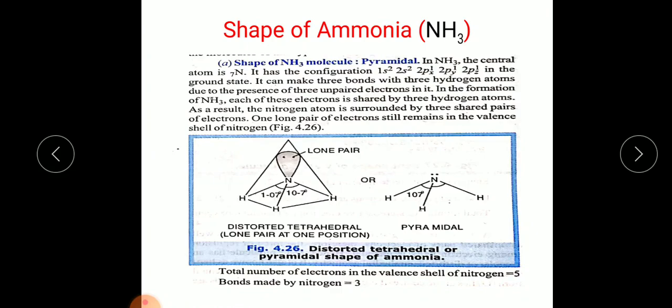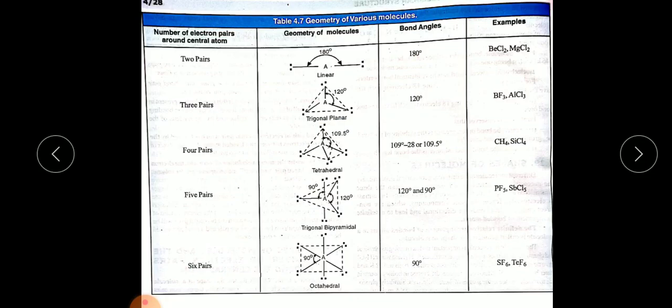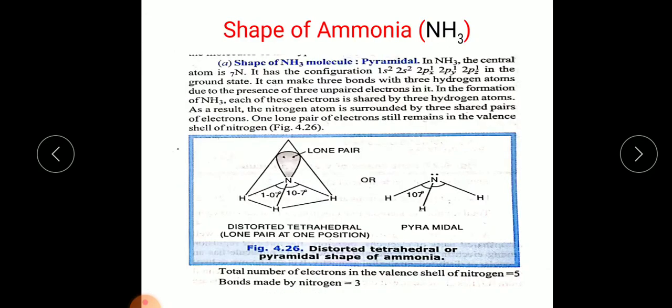Now we'll see the shape of the ammonia molecule. In ammonia, we have 4 pairs of electrons. Now, in ammonia, what will happen? The nitrogen, the central atom, as we know, has atomic number 7. So the electronic configuration will be 1s2, 2s2, 2p1.